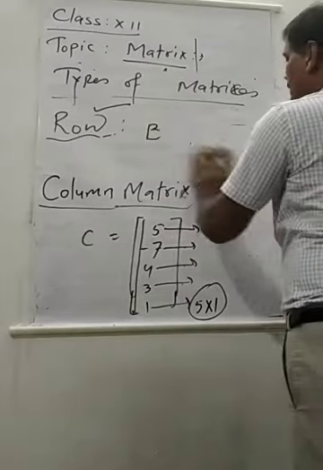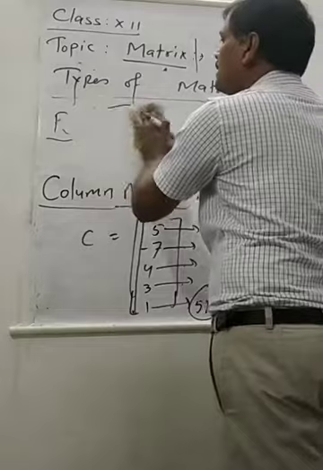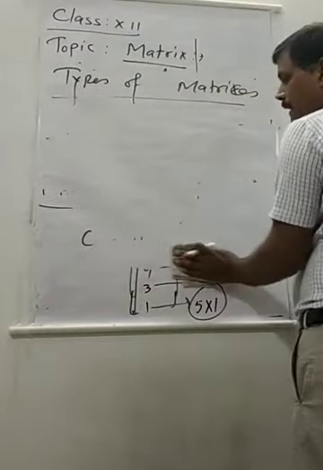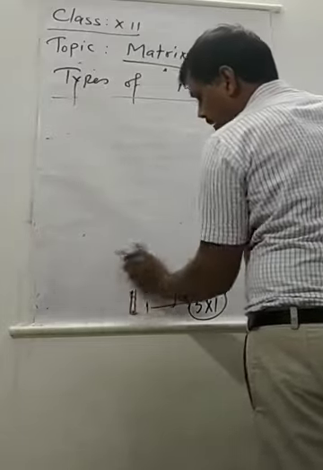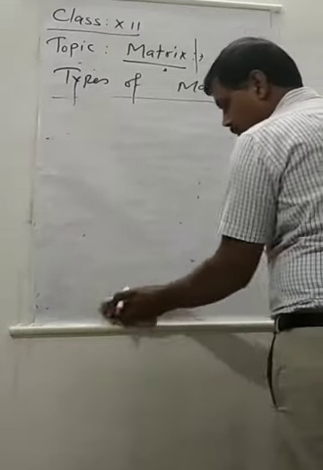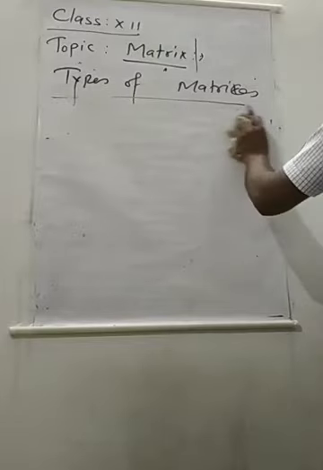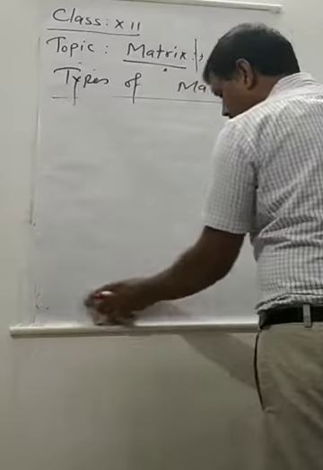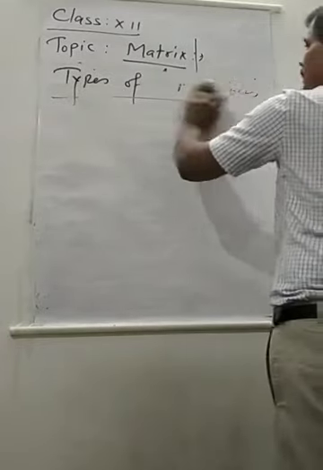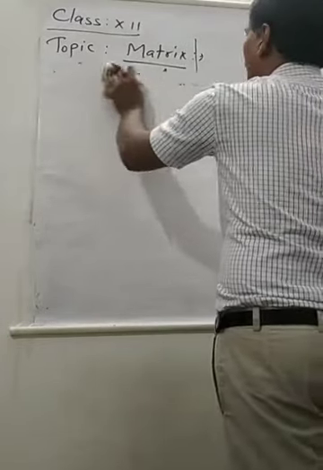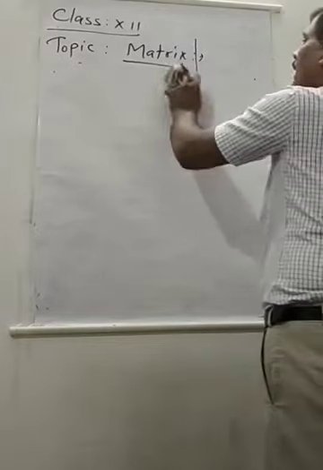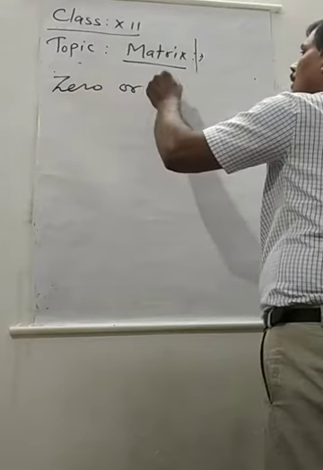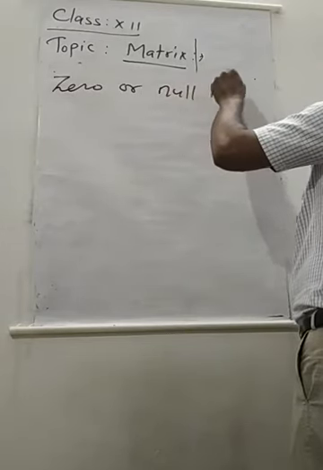Now, the third is zero or null matrix. I think one can guess about it by its name only. Its name is zero matrix, children. Zero matrix is that in which all the values or all the elements or all the entries, whatever words you can use, a matrix in which all the entries are zero, all the elements are zero. Zero or null matrix.